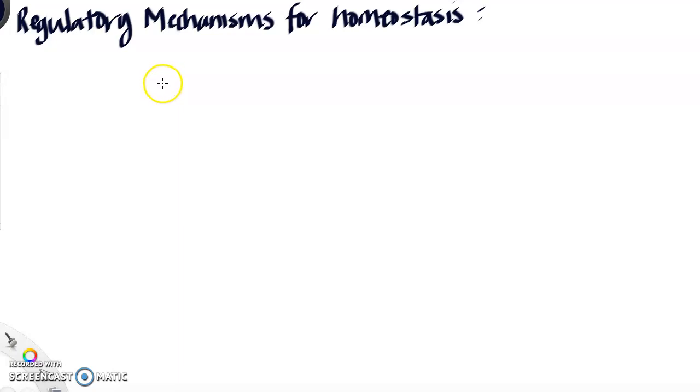So we talked about homeostasis, which is the ability, or the body's ability, to maintain relatively stable conditions in the internal environment. Okay, and those conditions are based on a set point.